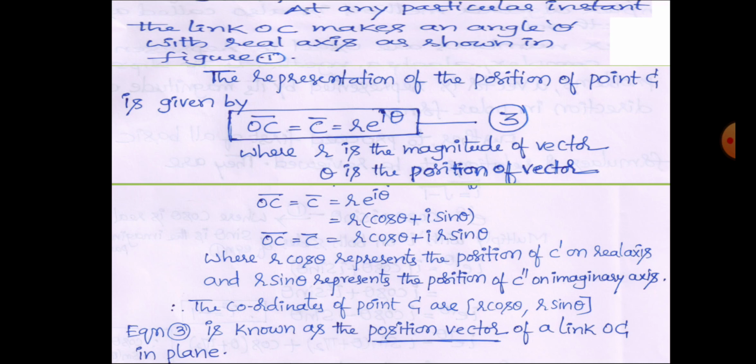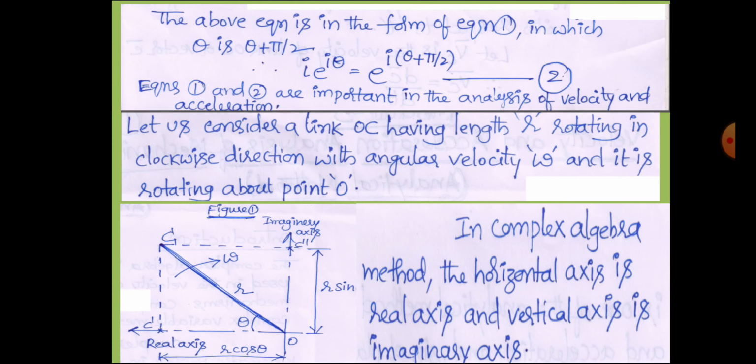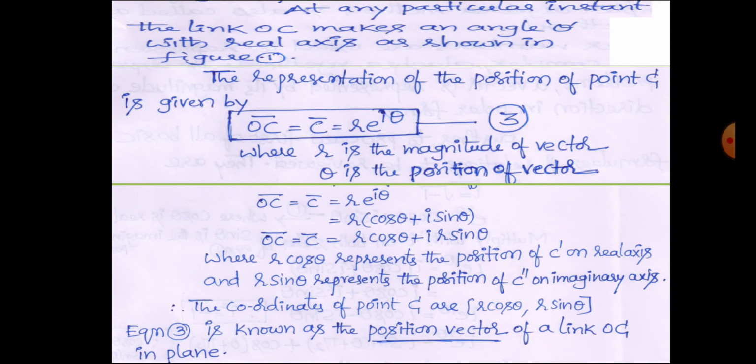Now the link OC can be represented. So the representation of the position of the point C, because now I should represent the link OC by means of a vector using a complex number in polar form. So now, at any particular instant, it is making an angle of theta with the real axis. Now the representation of the position of the point C, one of the ends, because it is rotating about the point O. Now I need to specify the position of the point C.